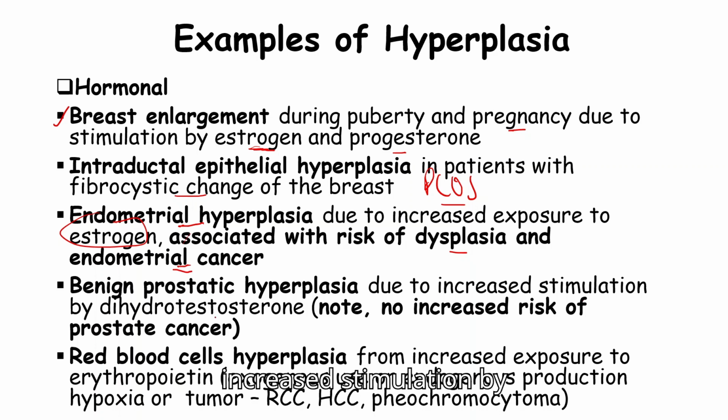So this is due to increased stimulation by dihydrotestosterone. But remember, no increased risk for prostate cancer. Next one is red blood cell hyperplasia, which is from increased exposure to erythropoietin, right, which is the hormone that stimulates the bone marrow to make more blood cells.